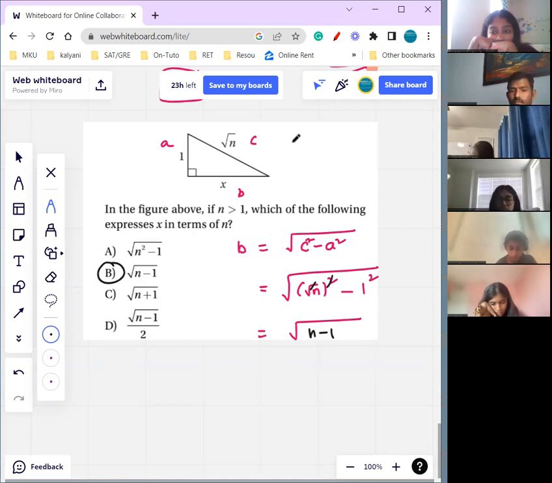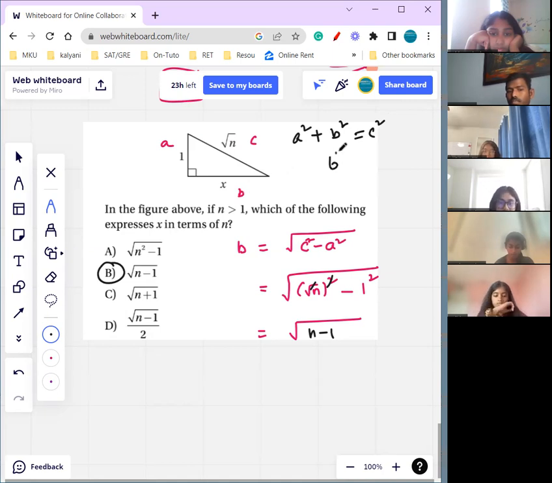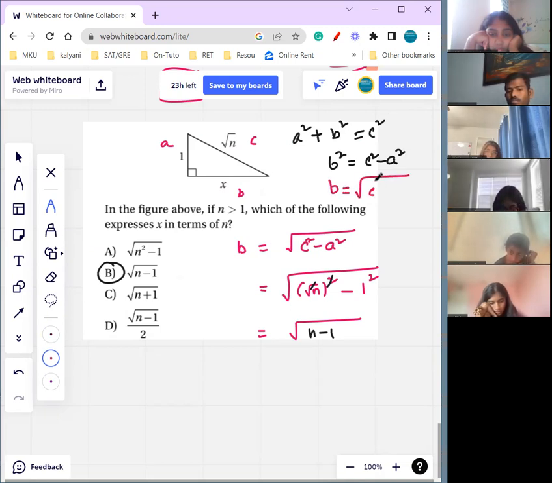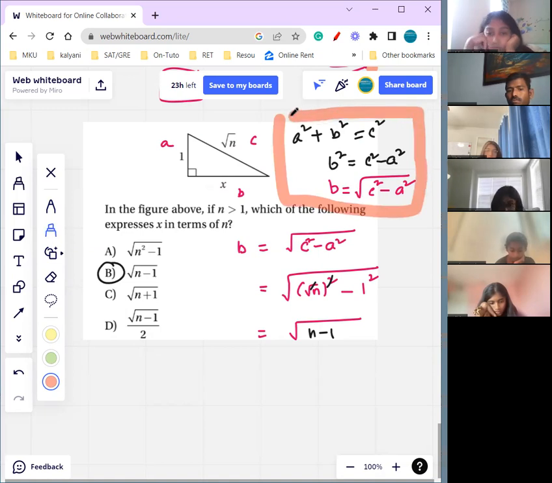Okay. So basically the formula is a squared plus b squared equals c squared. That's the Pythagorean theorem. Since you're finding the leg, b squared equals c squared minus a squared. And then if I take the square root on both sides, the b value is going to be the square root of c squared minus a squared. So that is the rule or formula that you need to know from this. Then you can apply it. It will be a pretty quick answer.